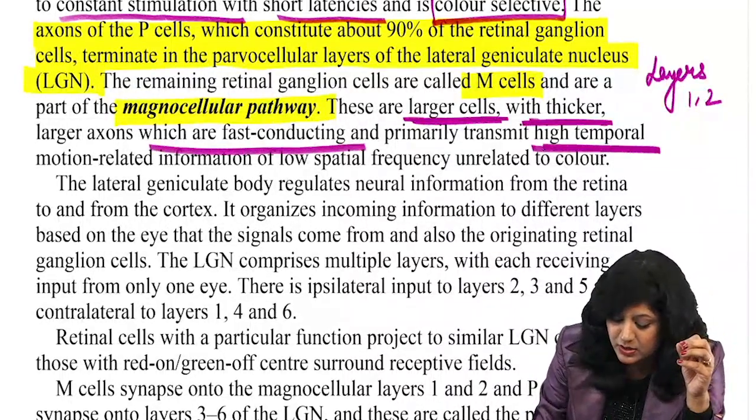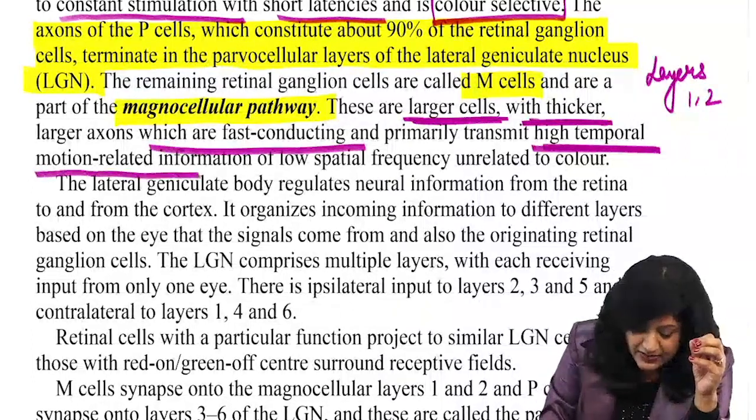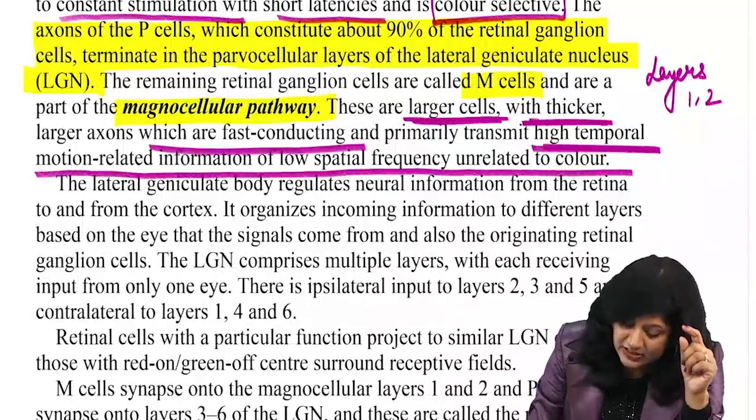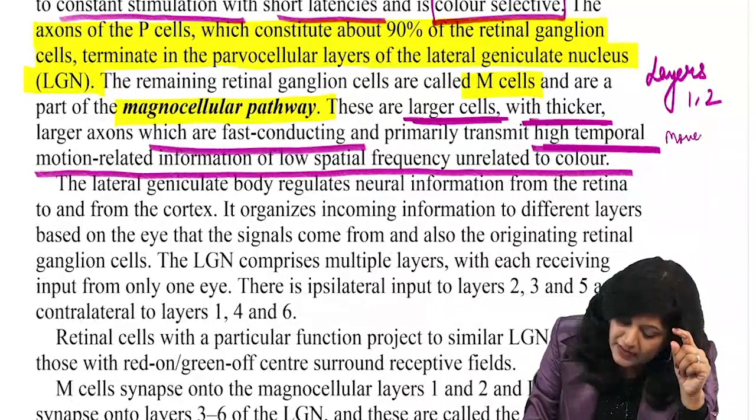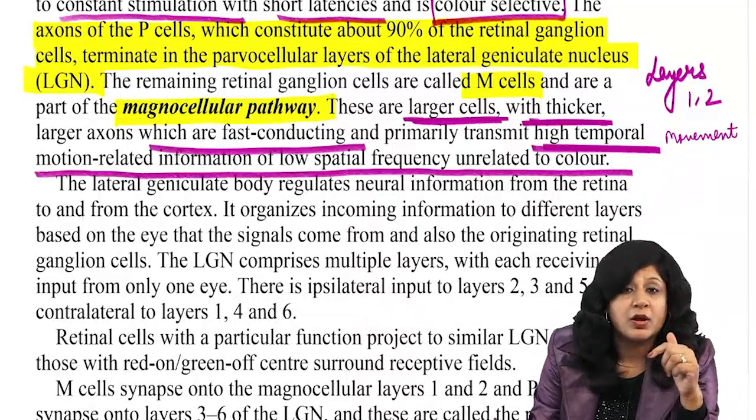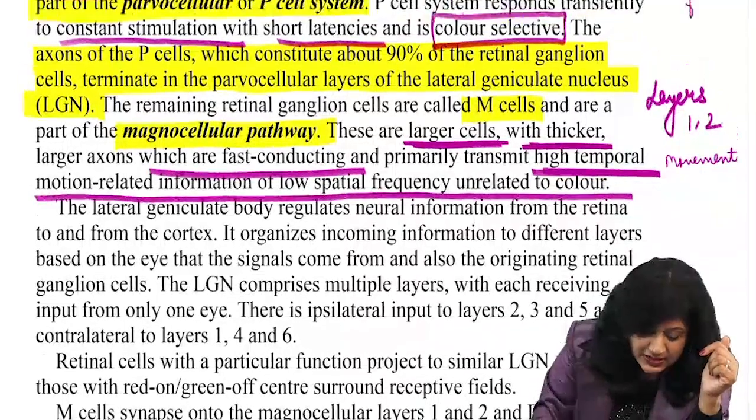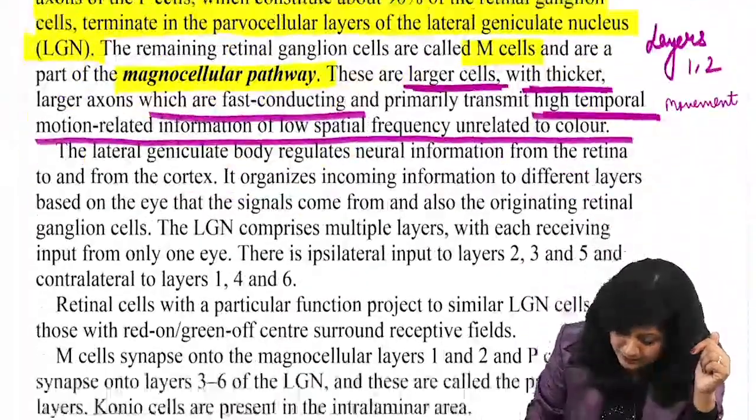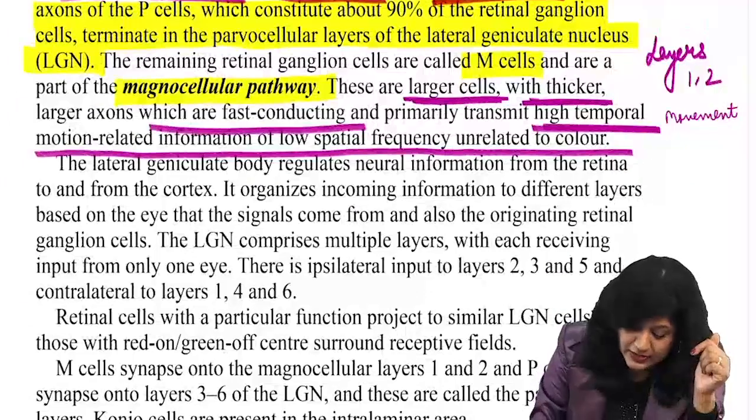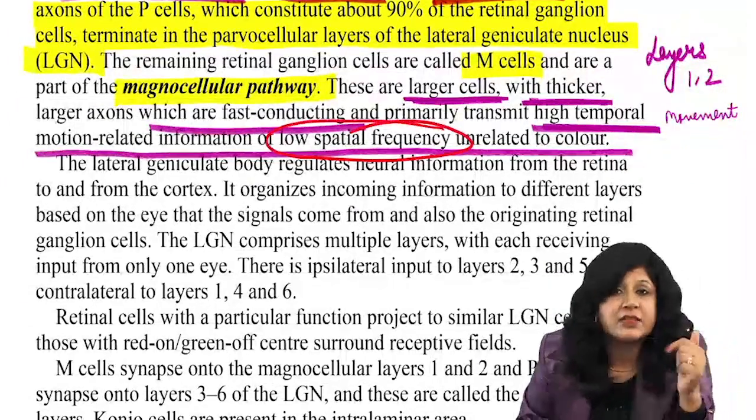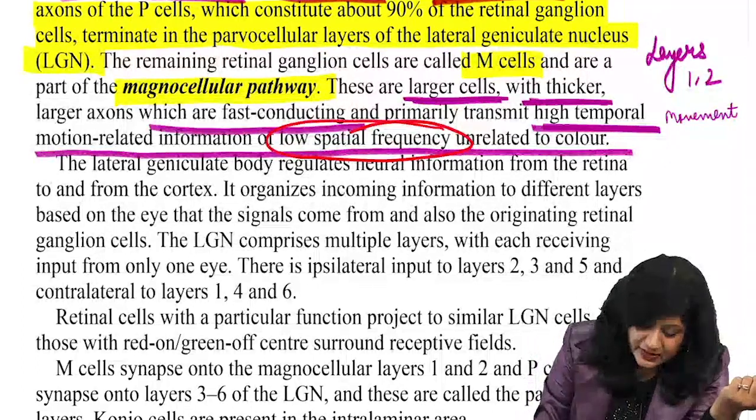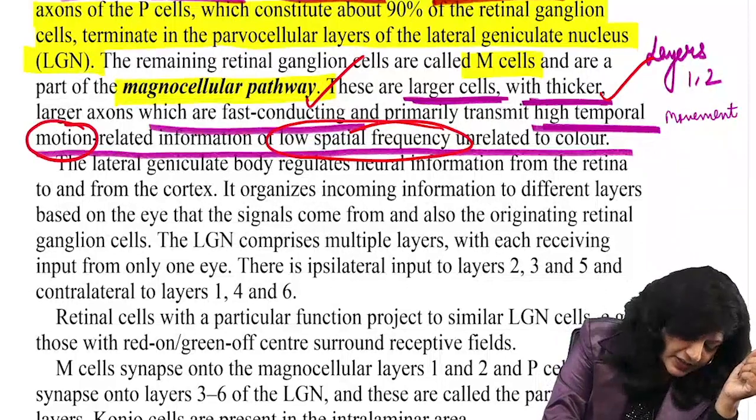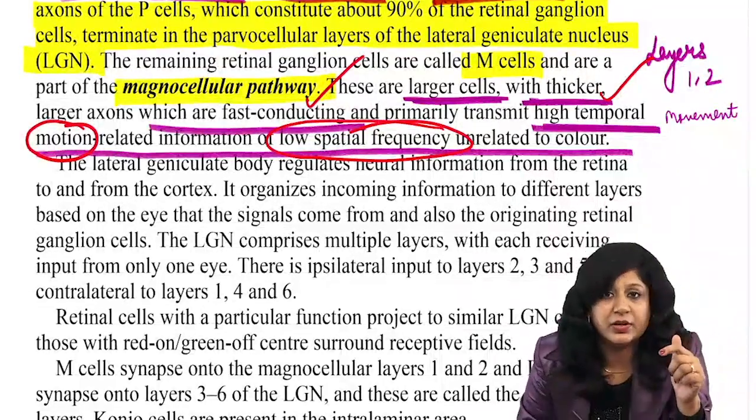So they are transmitting high temporal motion-related information of low spatial frequency, unrelated to color. This is responsible mainly for movement, depth and flickering. High spatial frequency is related to the parvocellular pathway. The low spatial frequency is located in the magnocellular pathway, which is mainly concerned with fast conducting and high temporal motion. Motion-related information is going through the magnocellular pathway, right?